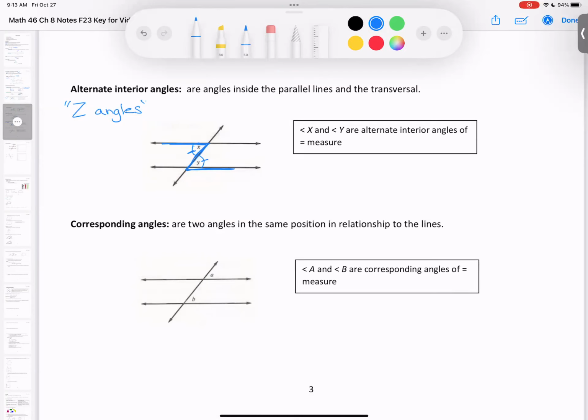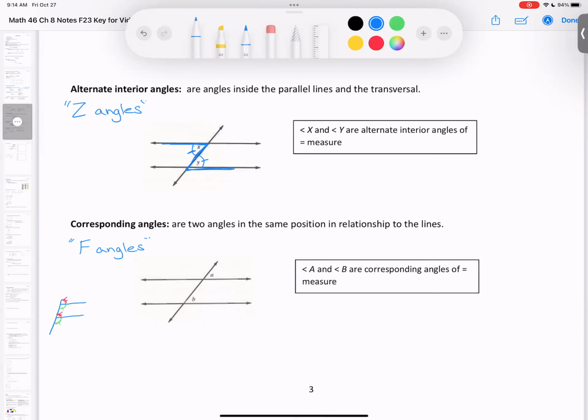Corresponding angles, I like to think of as Fs. These are F angles. If you think of an F, here's my F. That means that these two angles underneath the lines of the F are equal. Or you could think of it as these two angles here are equal. I could denote that in a better way. There we go. So those two are also equal.